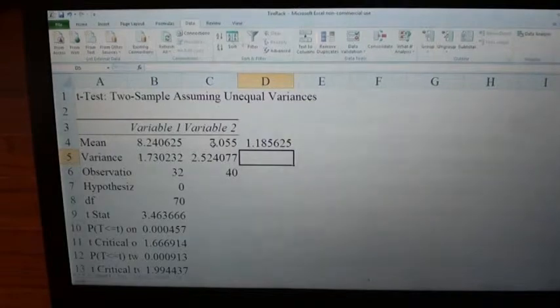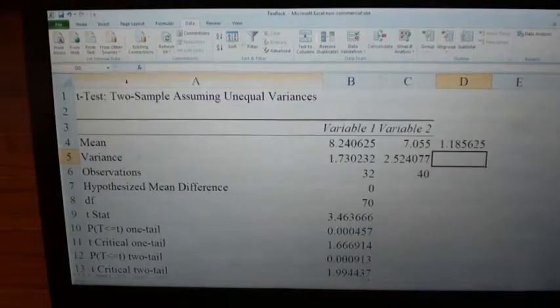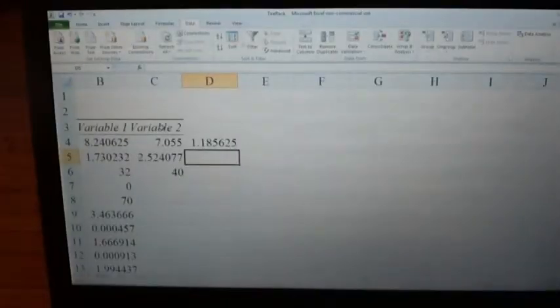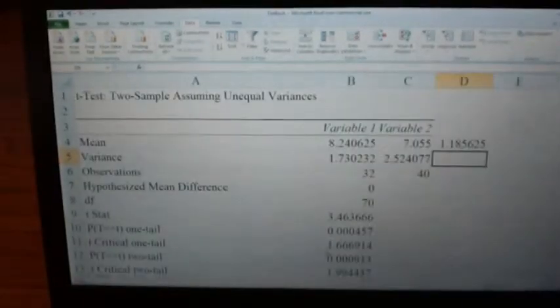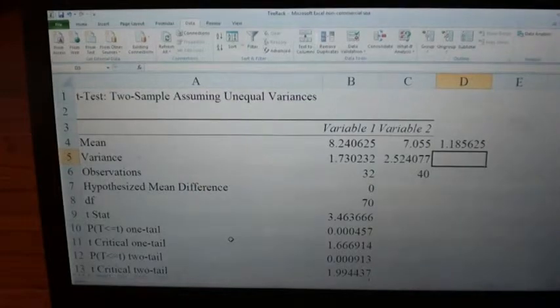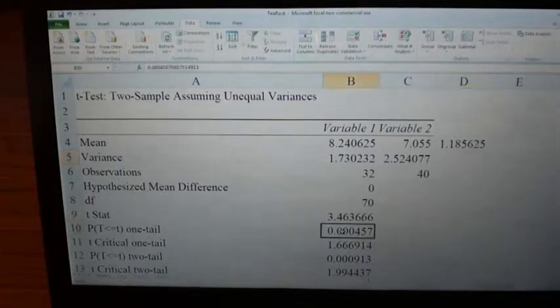So there is a difference, but is it a significant difference between the two? So to find that out, we're going to go down here to the bottom. I'll make this a little bigger so we can see everything. Sorry, this is not cooperating. Go back over here. And this is a one-tail test because it was less than or equal to. So we're going to go to our one-tail, and we're going to look at our p-value for a one-tail, which is 0.000457.